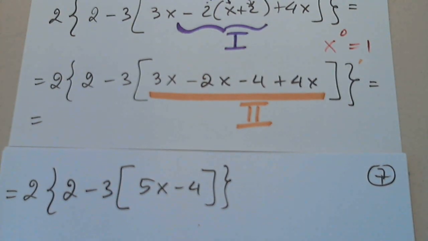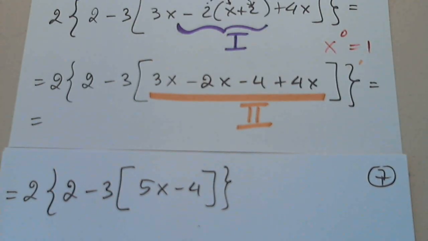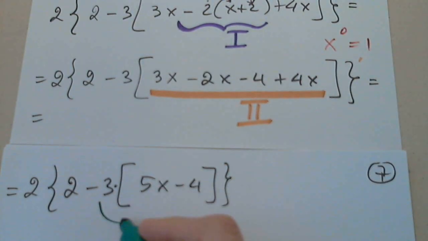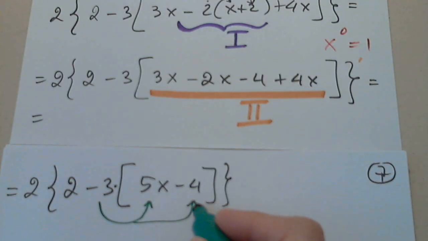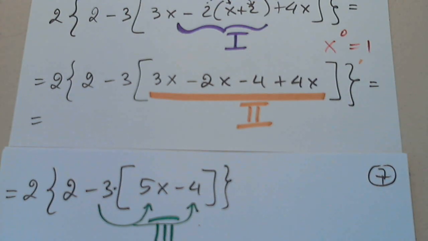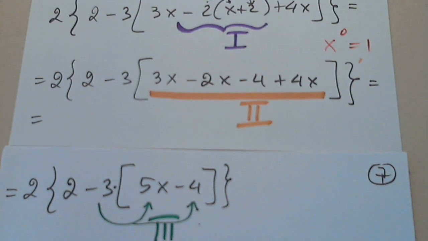Is everyone in agreement? Can everyone follow? Yes? No? Please say something. Is this okay with everyone? Yes. Perfect. The next step is, remember there's a product here. We have to distribute negative 3 to these two terms. And this is our step 3. Good. So let's distribute.